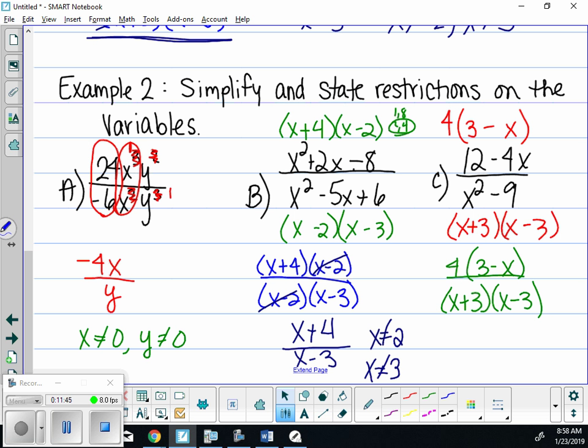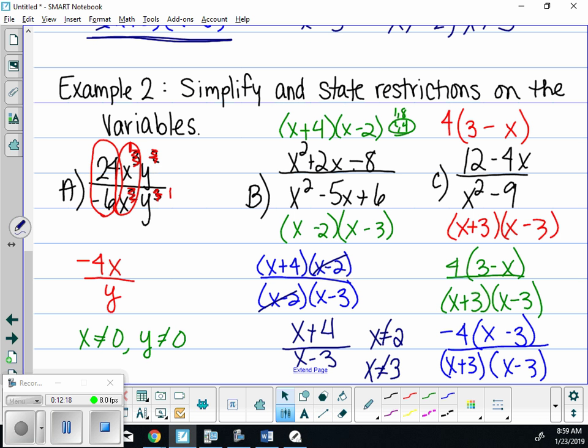So if we factor out a -1, okay? If we take out a negative, the 3 becomes negative. If we take a negative out of x, it becomes positive. So basically, you can always switch a binomial around as long as you just take out a negative. And then we'd be over x plus 3 times x minus 3.